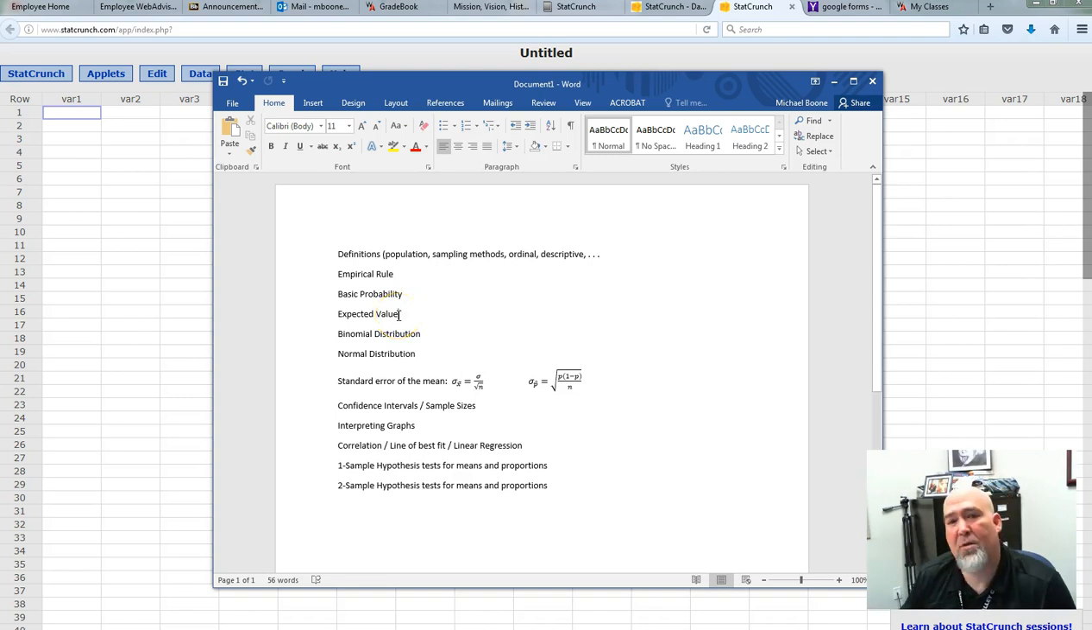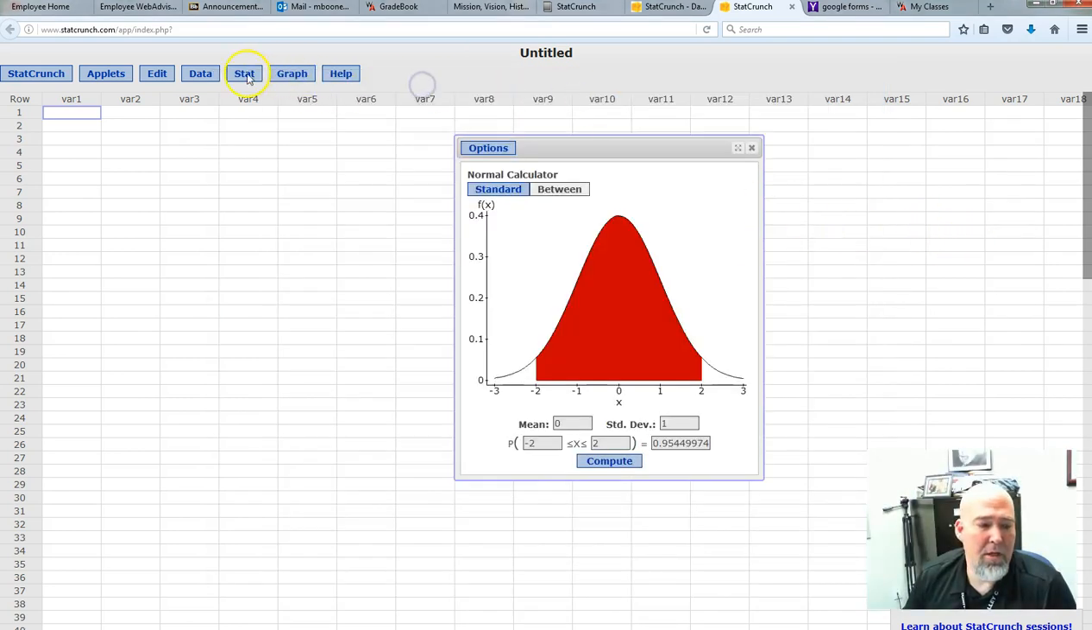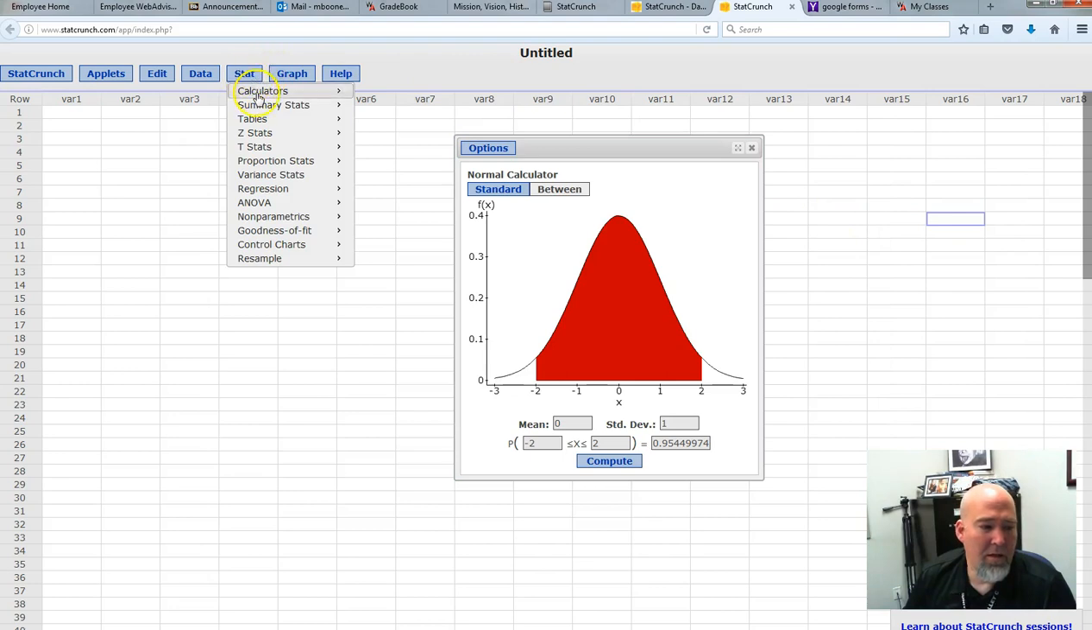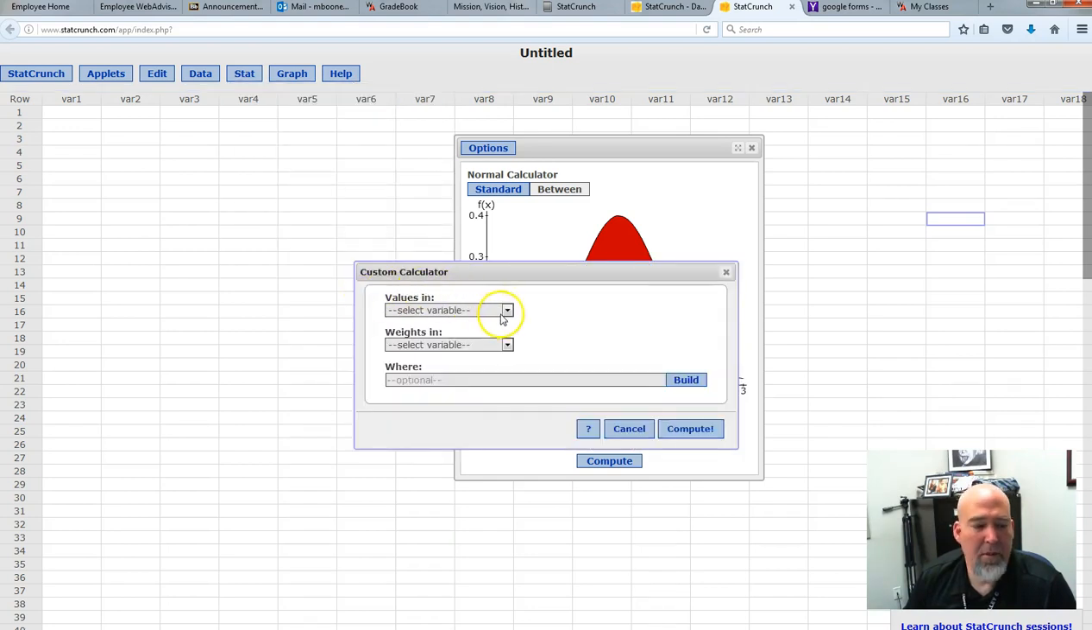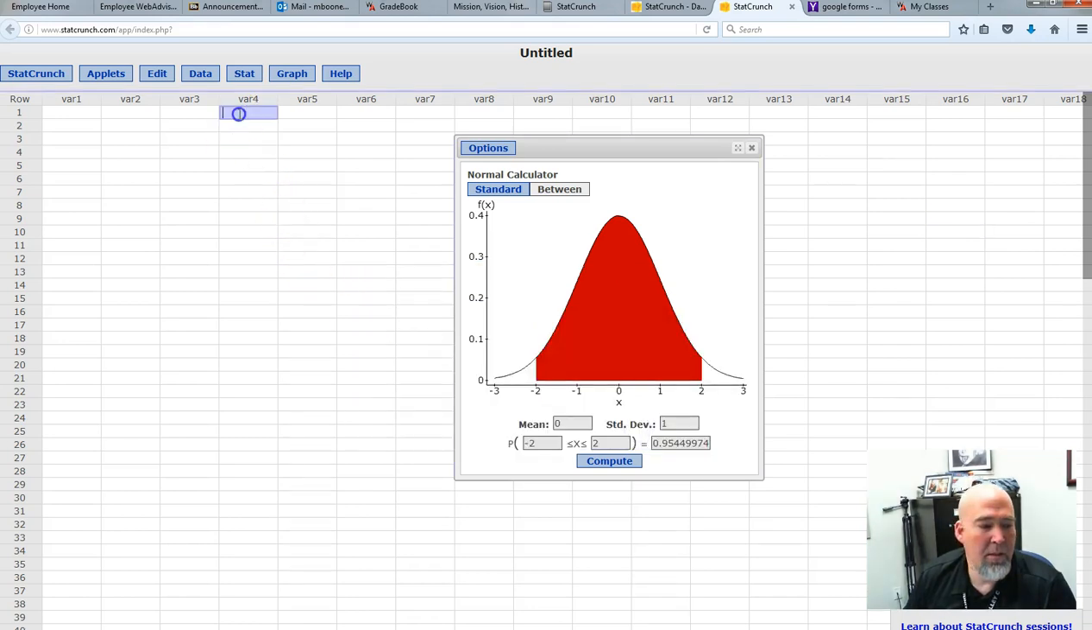Expected values, so there were insurance type problems or game type events. What's the expected value of a game that someone would play? You can do those type problems in StatCrunch. If you do a custom calculator, you can put your values in there, and weights. Here, let's do a quickie. If I play a game, I either win $25 or I lose $10. The probability that I win is probably low, so let's say 20%, and then the probability that I lose is 80%. So again, these totals have to add up to 100%.